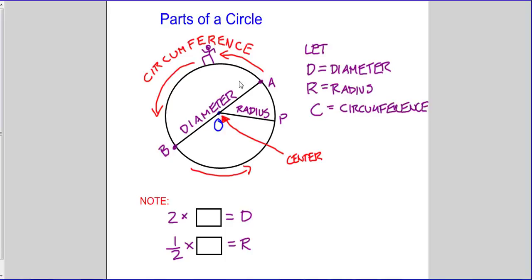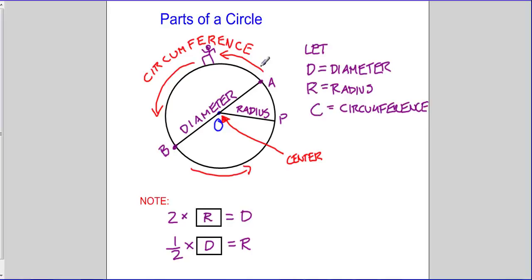A diameter runs from one side of the circle to the other. It's not really a side, but it runs through the circle, runs through the center, and intersects two points on the circle. Let's put it that way. And a radius is half a diameter. A radius runs from the center to a point on the circle. Now notice that 2 times radius, and I'm going to let r represent radius, d equal diameter. 2 times radius, 2r equals d, and half a diameter is a radius.